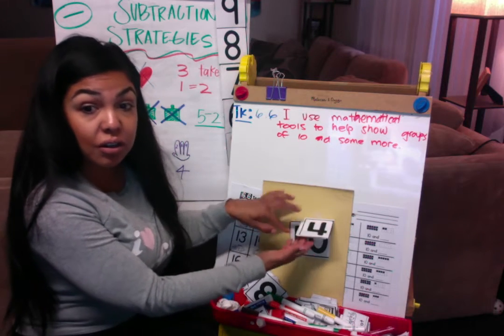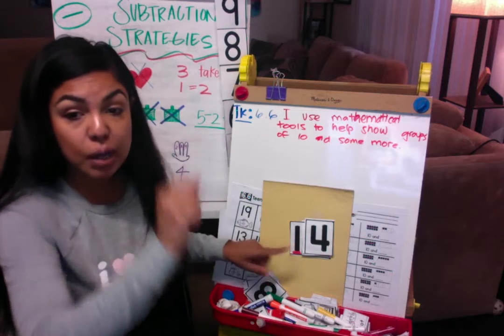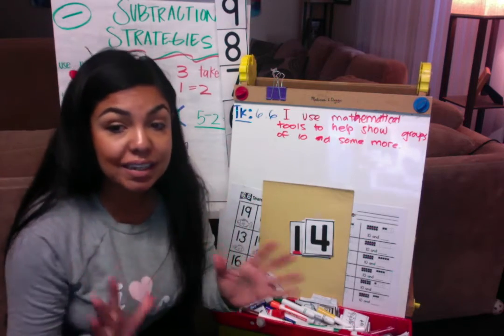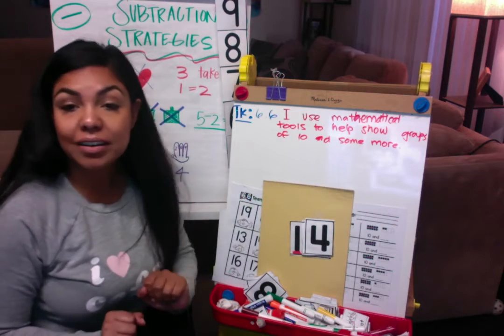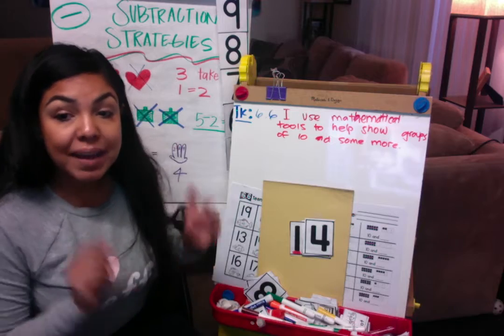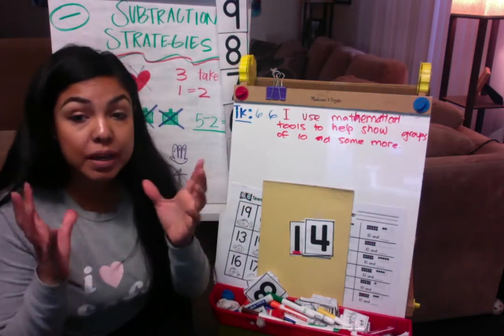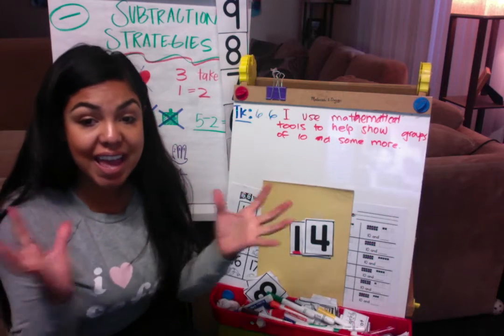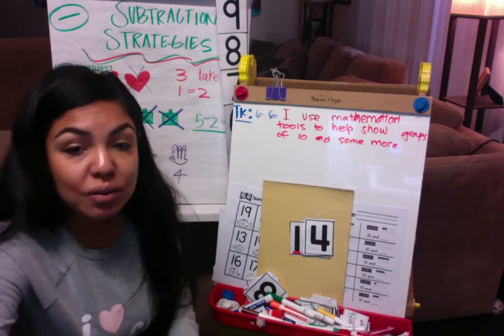4. Good. Because we know that the number 14, good job, Kaden, the number 14 is also 10 and 4 more. Okay? All we're doing is adding on 4 more to the 10. But as long as you see that 1 right here, we know we have a group of 10. Always remember that.